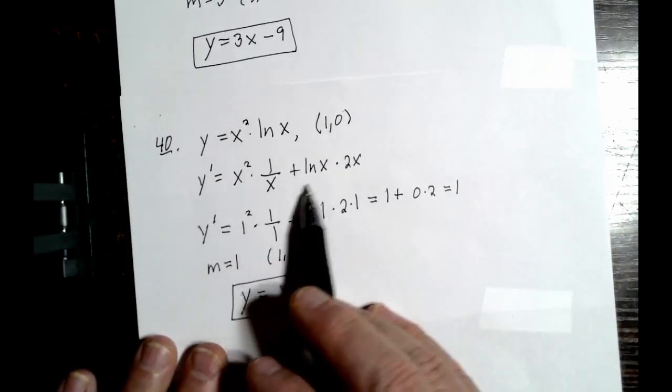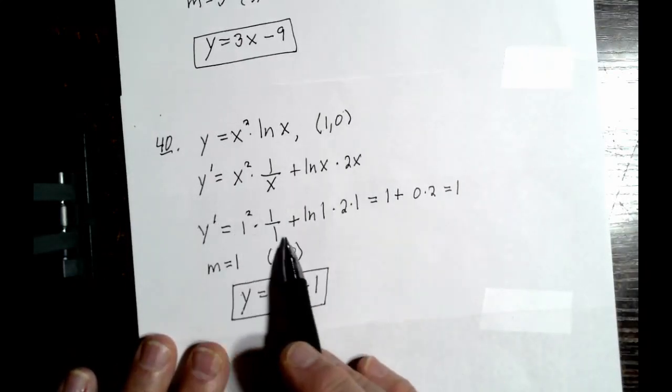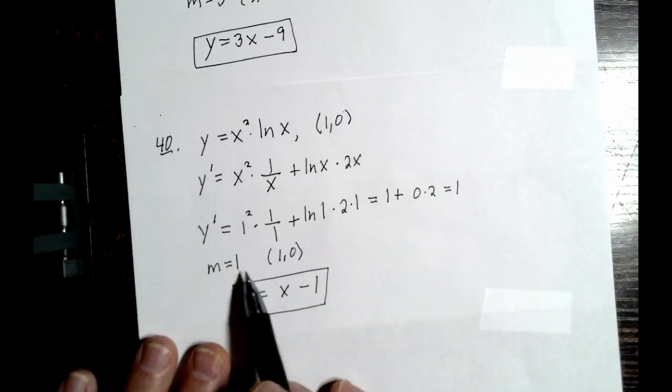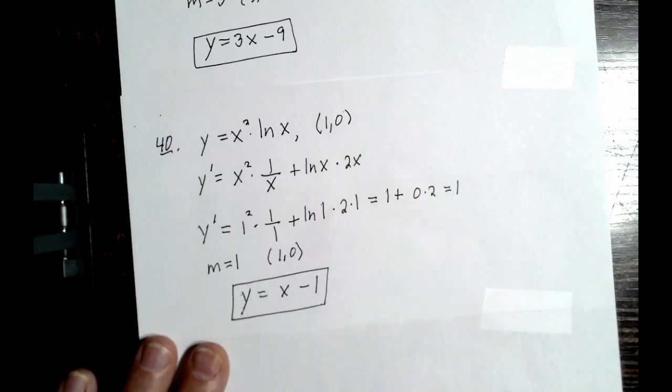Here we take the derivative, and then we plug in 1 for x, and we get 1 as our slope, and (1, 0) is our point, and there we can find our equation of the line.